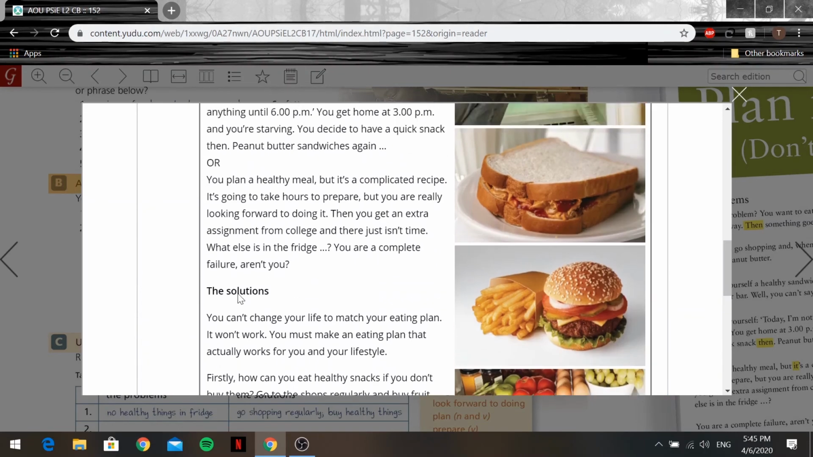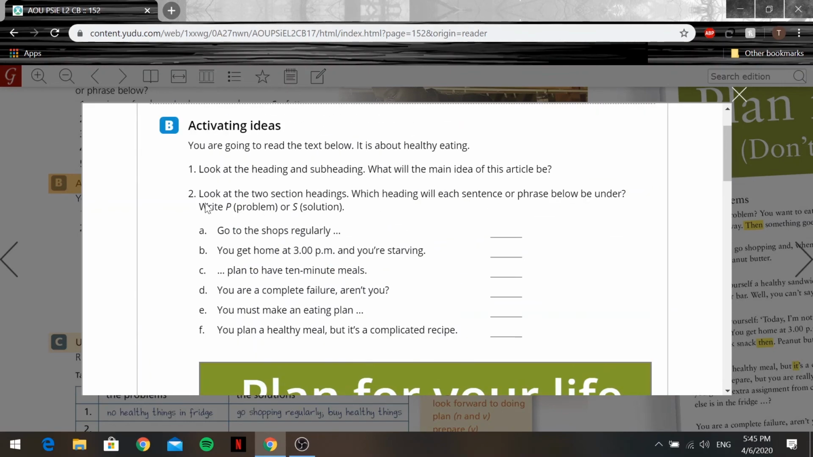Okay, pretty interesting read. Now let's go back to B2. Look at the two section headings. Which heading will each sentence or phrase below be under? Alright, so let's take a look at these. So are these headings a problem or a solution based on the text that we just read, you guys? Let's take a look. So we have A, go to the shops regularly. This to me seems like a solution, okay? You get home at 3 p.m. and you're starving. Looks like a problem, okay?